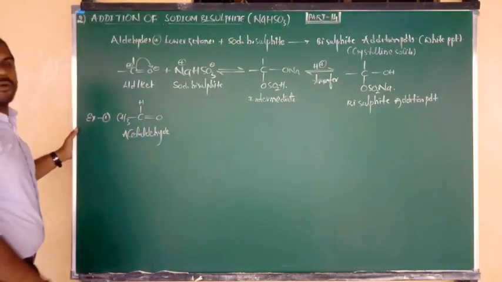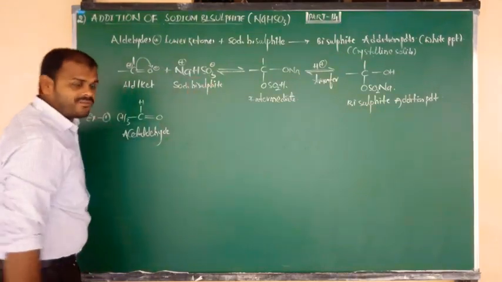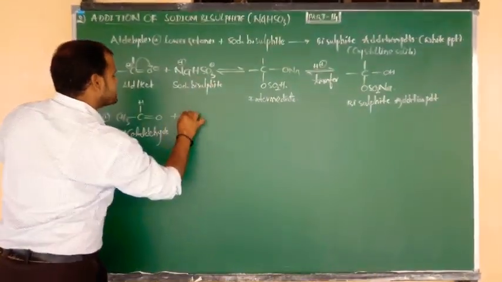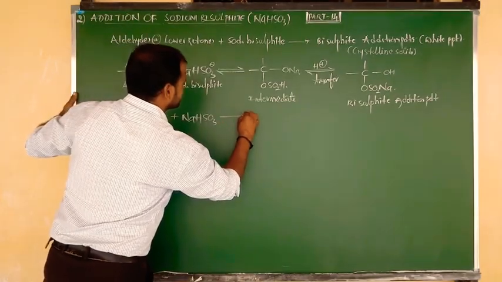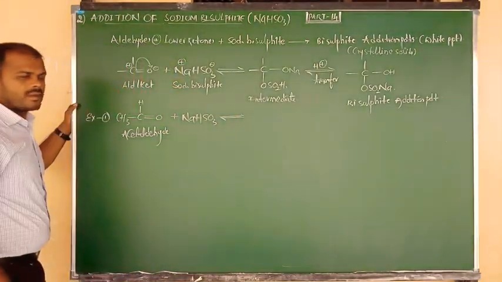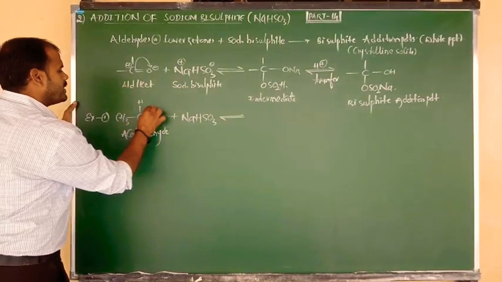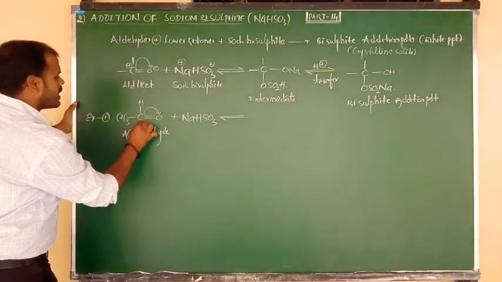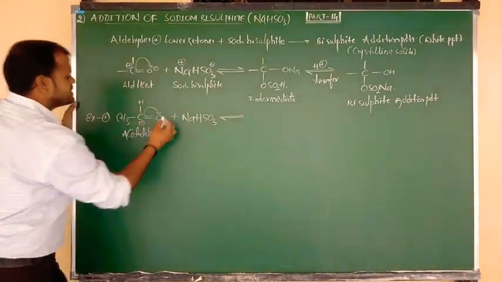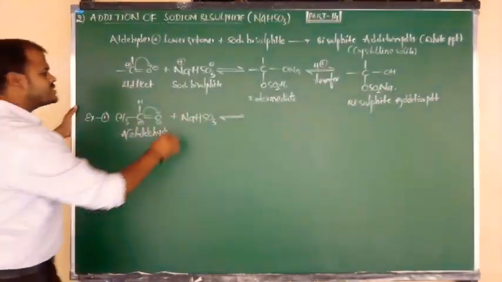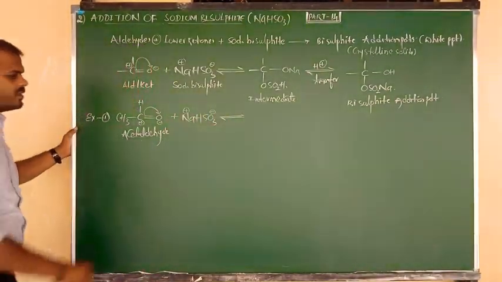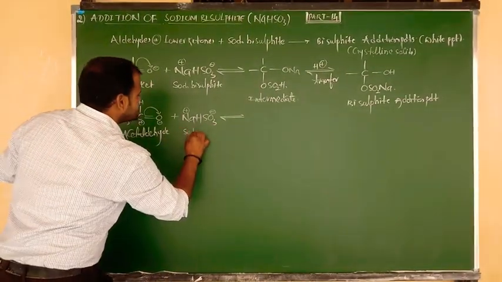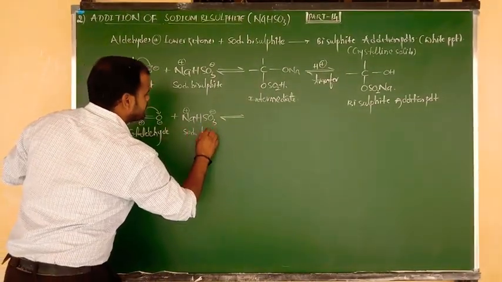It undergoes addition by sodium bisulfite. What is the formula of sodium bisulfite? NaHSO3. Same thing, beta. The pi bond is delocalizing towards the oxygen. Carbon contains the positive charge, oxygen contains the negative charge. Here sodium contains the positive charge, and the bisulfite ion contains the negative charge. So what is the name of this compound? Sodium bisulfite.